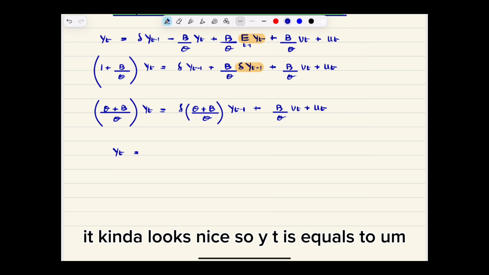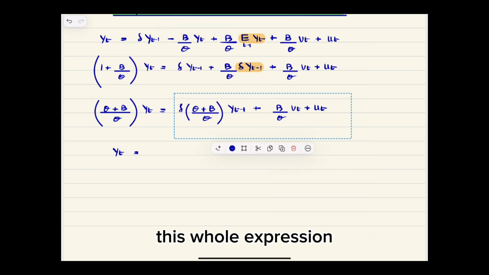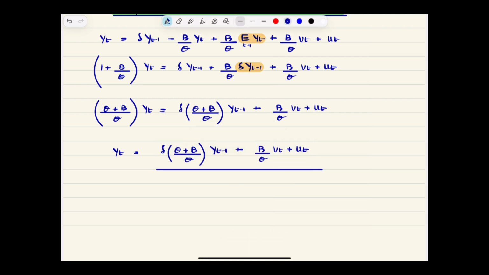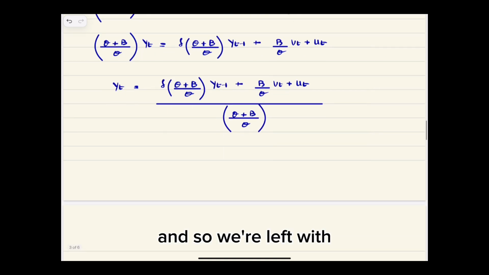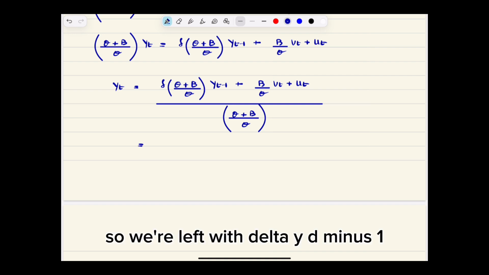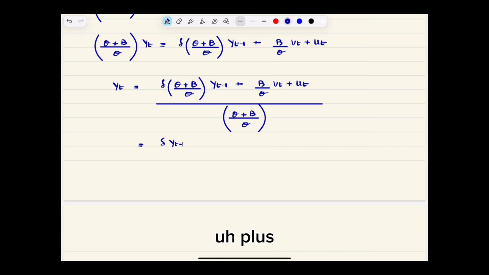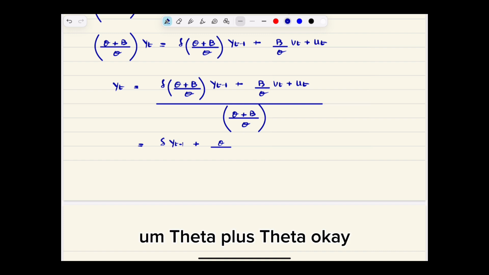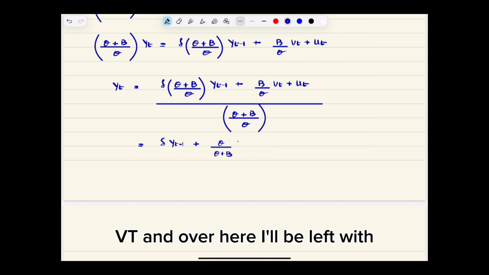is equal to this whole expression divided by this. And so we're left with delta y_{t-1} plus, okay, theta and theta will get cancelled. So I'll be left with theta over theta plus beta, okay, v_t.